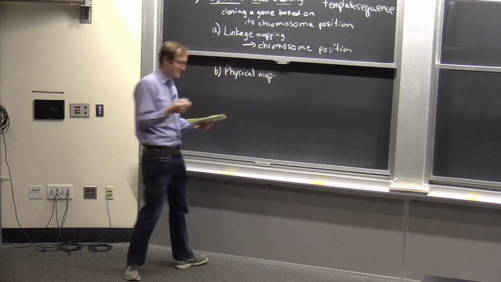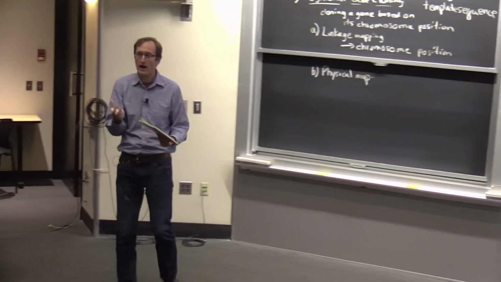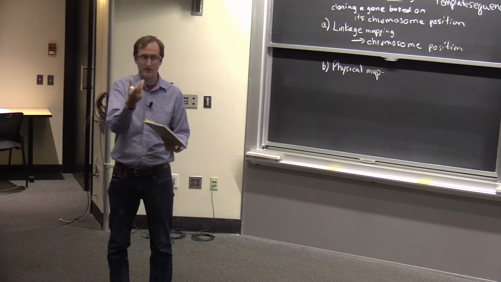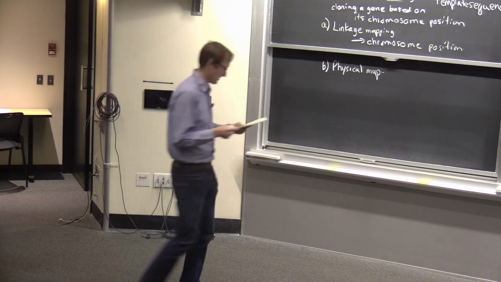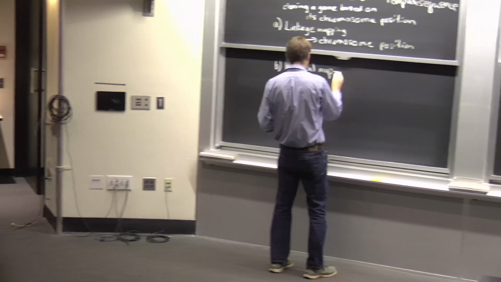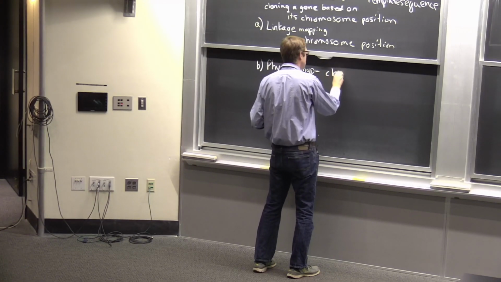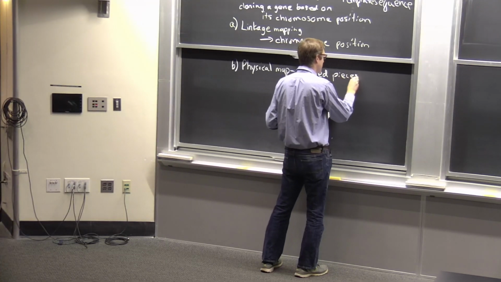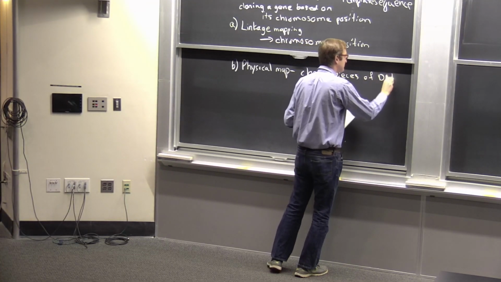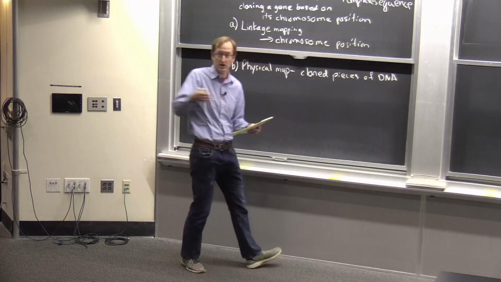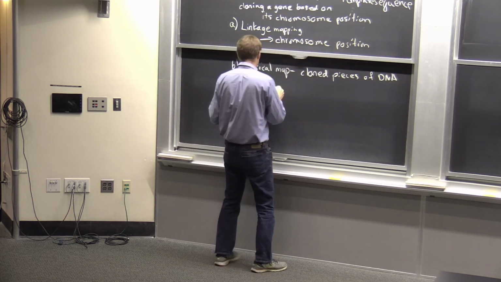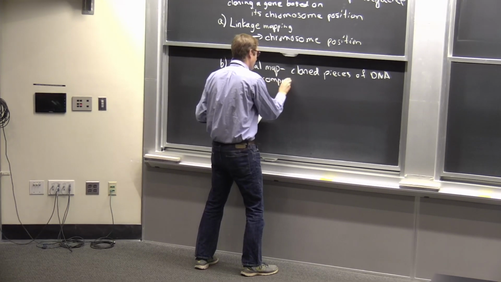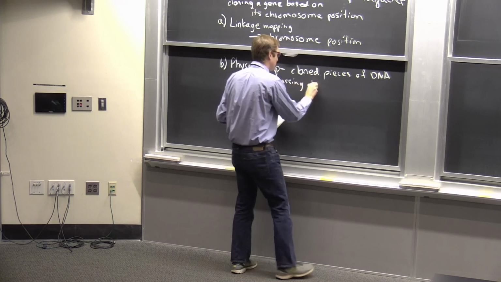And the physical map, as the name implies, is when you have physical pieces of DNA that are present in this region of the chromosome, okay? So the physical map means you have cloned, so recombinant pieces of DNA, cloned pieces of DNA, which encompass a given chromosome region. So these are encompassing a chromosome region.